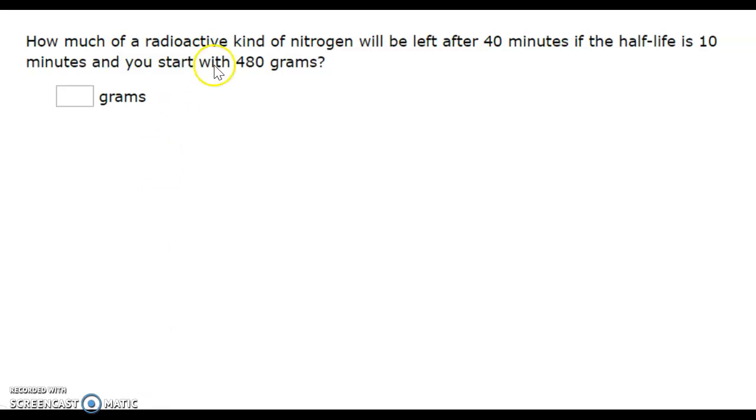How much of a radioactive kind of nitrogen will be left after 40 minutes if the half-life is 10 minutes and you start with 480 grams? We're going to begin this problem with the exponential equation. Next, we look for the starting value, which happens to be 480 grams. Next, we're going to look for a growth factor or a decay factor.